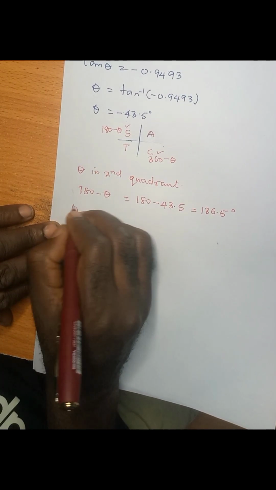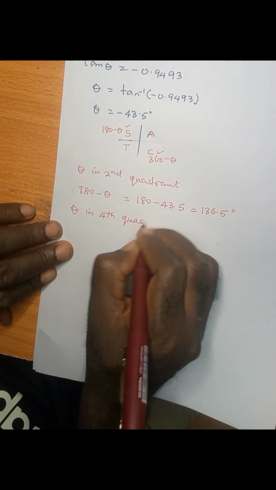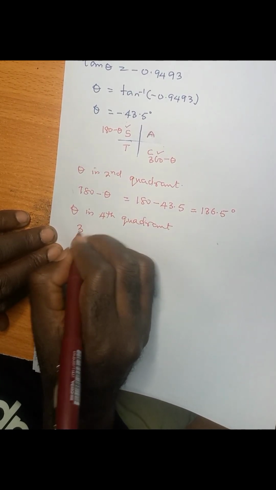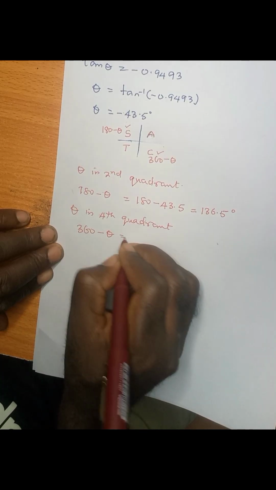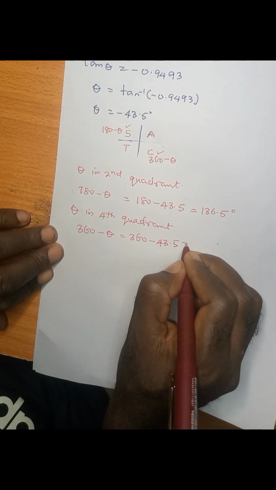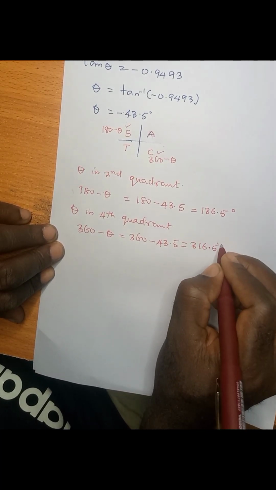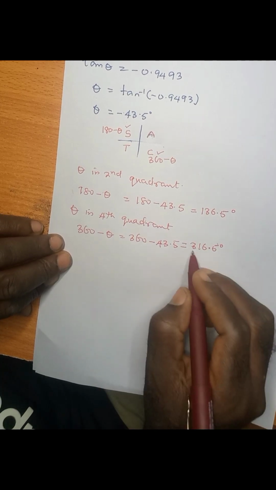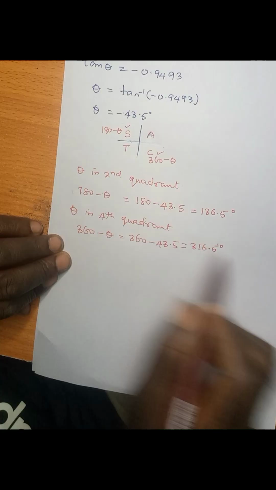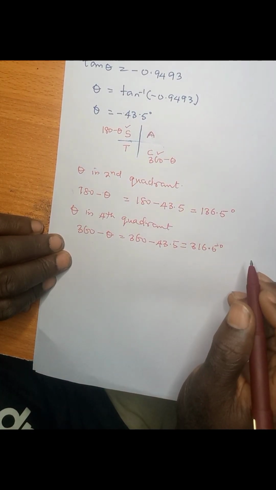Now let us look at theta in the fourth quadrant. In that case, we have 360 minus theta. This will be 360 minus 43.5, and this gives 316.5 degrees. So when you press tan 316.5 degrees and tan minus 43.5, it will give you the same answer, minus 0.9493.